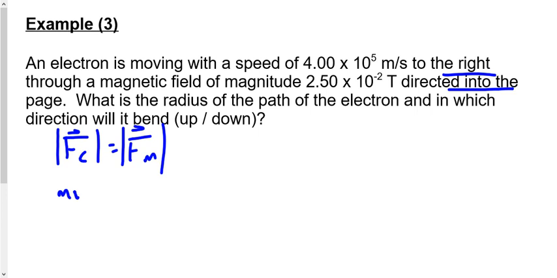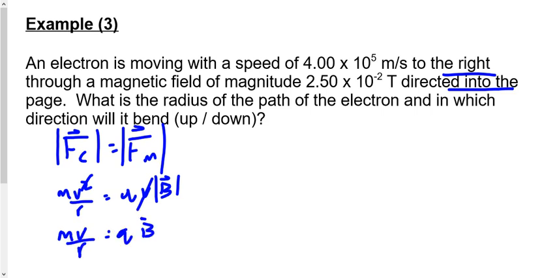Let's set mv squared over r equals qvb. I see a little shortcut here. Do you see something I can do to simplify this a little bit? Not really a shortcut, but a simplification. Yeah, we can cross off a v on both sides. V cancels out with one of the v's on the left side. Now, you don't have to do that, but it does make things a little bit easier for us sometimes. mv over r equals q times b.